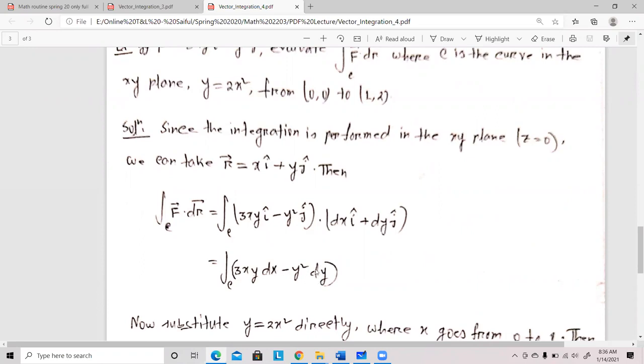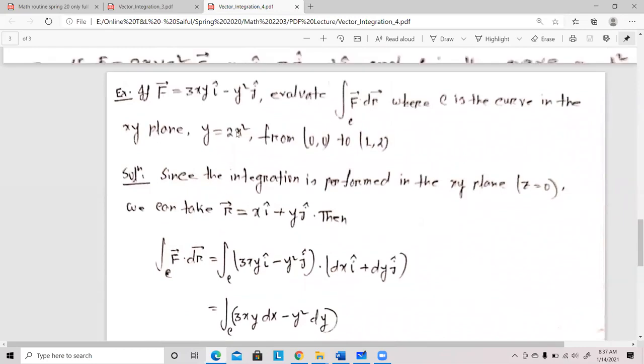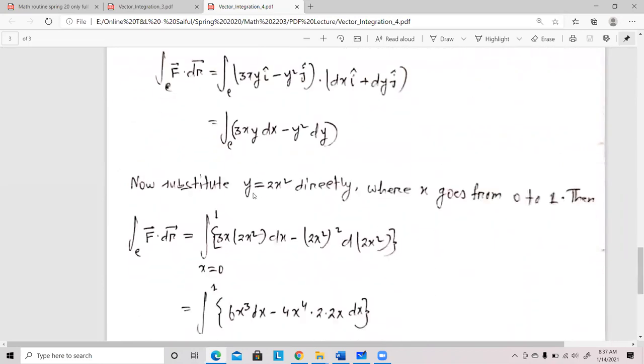Since it is a two variable term, and the integral is a line integral, single integral, we have to convert this expression into a single variable term, and we can do it easily. We are given the curve y equal to 2x square, so we can replace y by 2x square directly. Wherever there is y, we put 2x square. So y equal to 2x square, what will dy be?